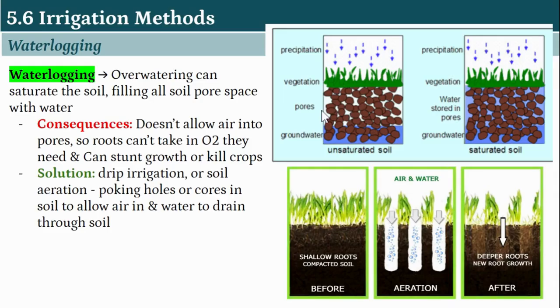This is very common in furrow and flood irrigation, and some crops prefer to be grown in that system, but some do not. And this is a problem because when you have the pores completely filled with water, oxygen cannot get in and the roots cannot absorb it.